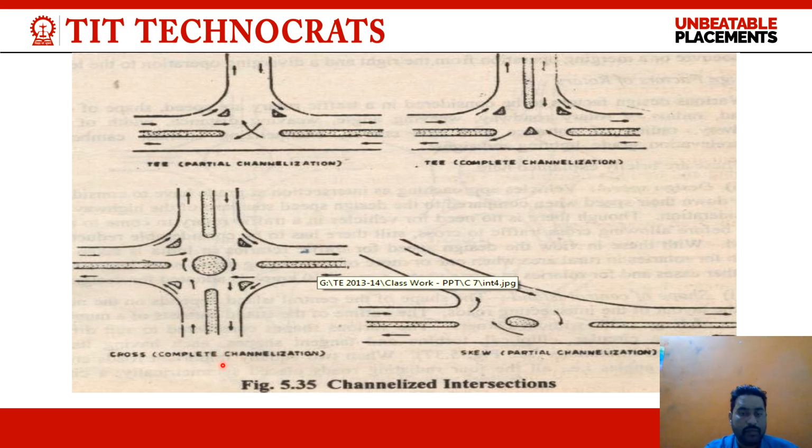This is the cross complete channelization and there is a rotary, there are medians, these are the island separators, and this is a full cross complete channelization. This is the schematic diagram of skew partial channelization. This is a small rotary and these are the medians.